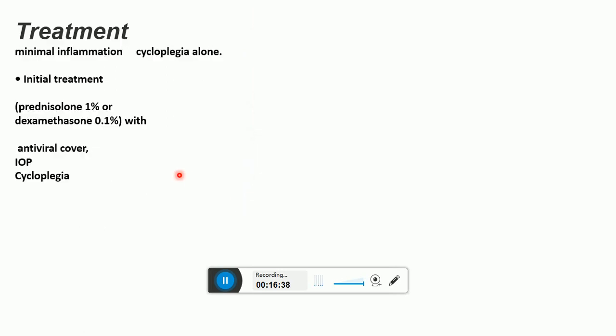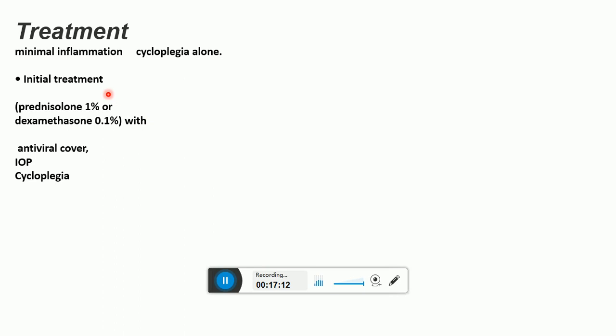Treatment. A broad approach to management is set out, but regimens should be tailored individually. Careful monitoring and adequate treatment depending upon severity of inflammation is critical to minimize progression of scarring. Patients should be cautioned to seek treatment at the first suggestion of recurrence. Though some authorities feel that minimal inflammation may not warrant treatment and can be addressed with cycloplegia alone.